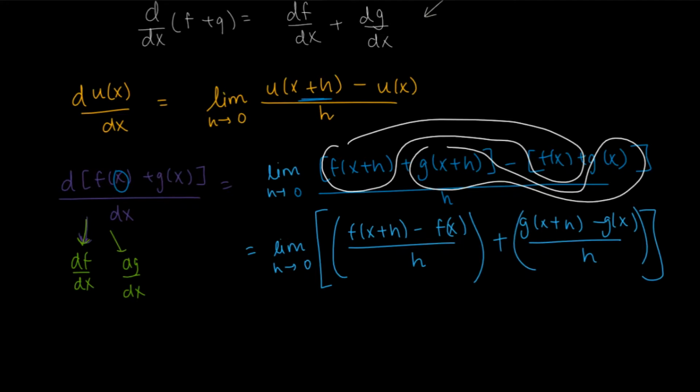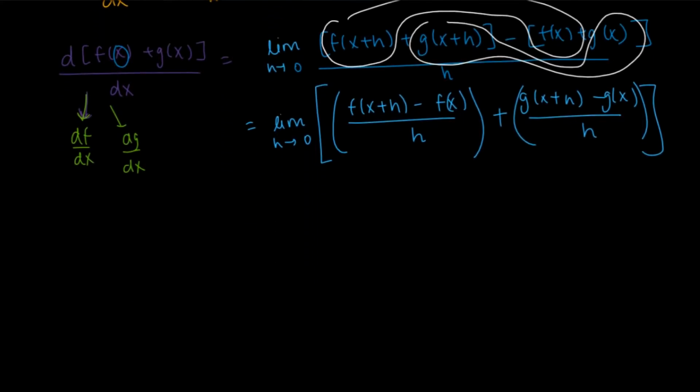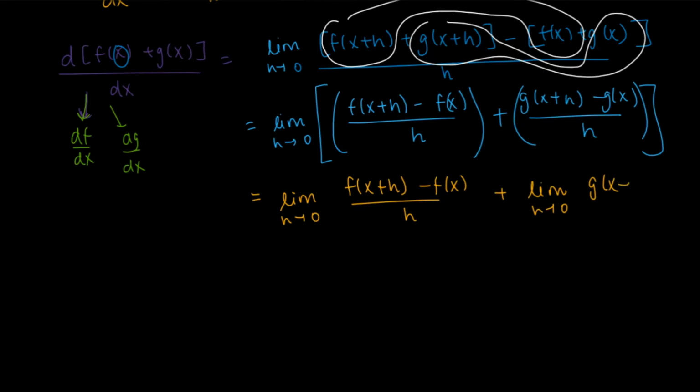And we know that the limit of two things summed together is equal to the sum of the individual limits. So we can write this as limit as h goes to 0 of f of x plus h minus f of x divided by h, plus the limit as h tends to 0 of g of x plus h minus g of x divided by h.